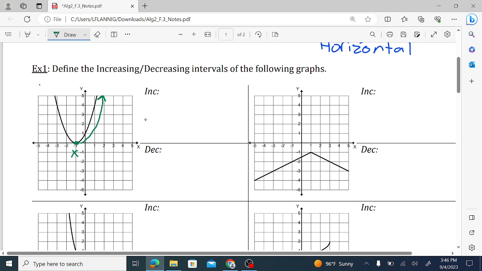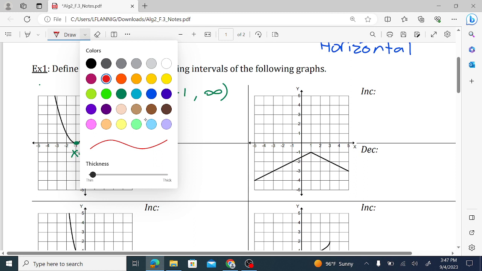Remember, we only care about the x values. So at -1 is where we start. So we're going to start increasing at -1. And we never stop increasing as we move to the right, because it just keeps going up, up, up, and never stops. So we're going to say infinity on that one.